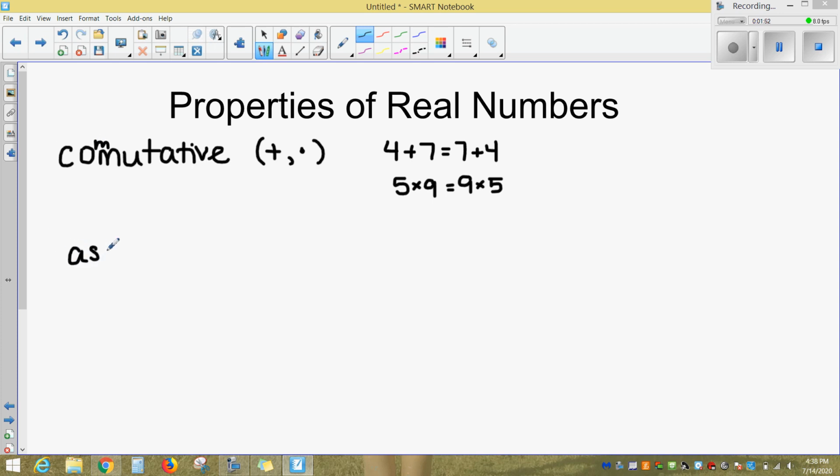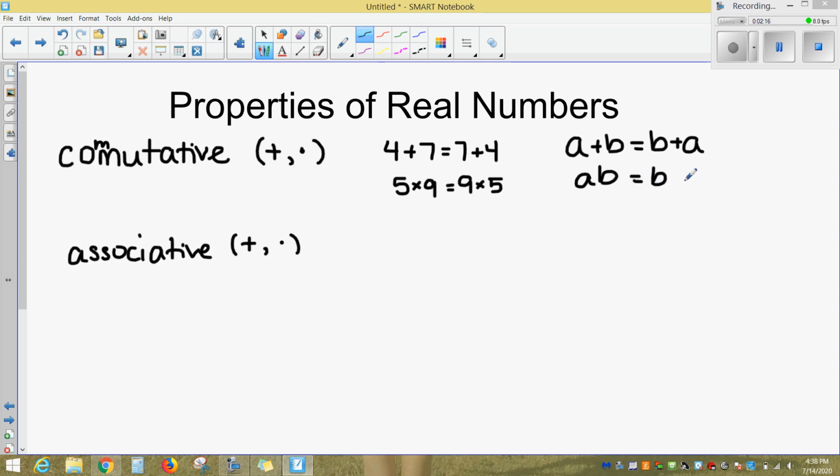The associative property is just an extension of the commutative property, and it also is true for both addition and multiplication. And the way the book will write these is with generic A's and B's. So A times B is the same as B times A. Same thing with addition.